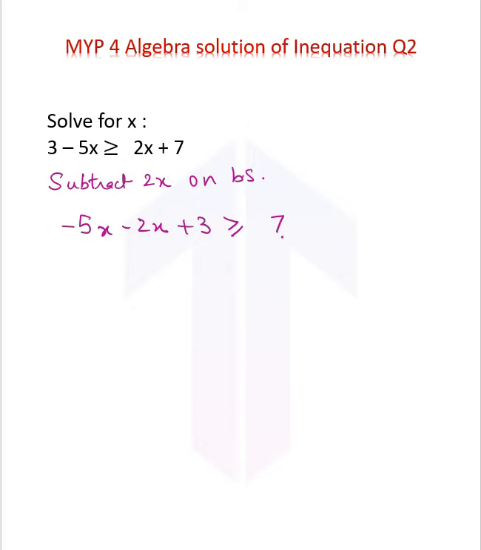Now subtract 3 on both sides. So we get minus 5x and minus 2 is minus 7x plus 3 minus 3 is gone, greater than or equal to 7 minus 3, that's 4.